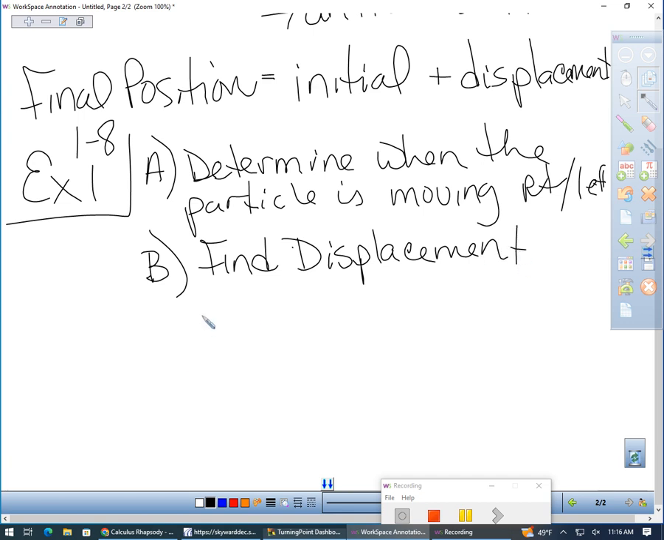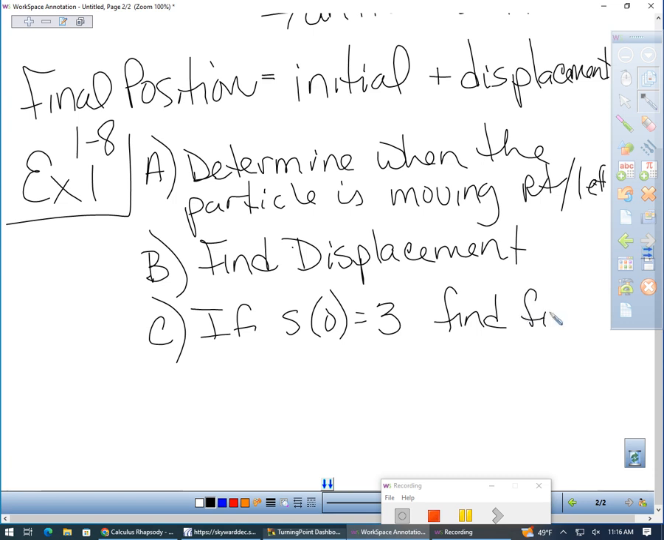And then for part C, if the particle starts at S of 0 equals 3, so this is your starting point where t is 0, so you're starting at 3, find the final position. I wanted to write it like the book did. S of 0 equals 3. It's an S.